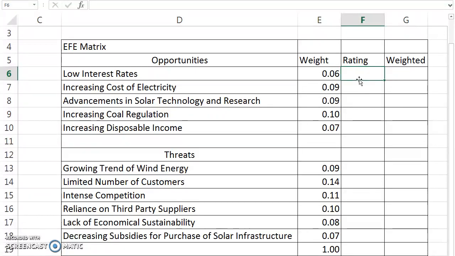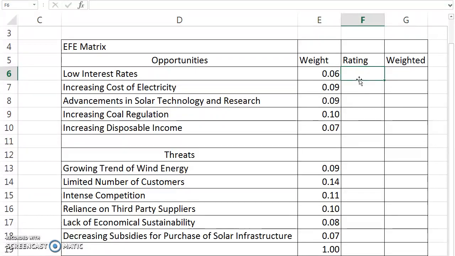Many of you really provided a great deal of information about how the company has responded to each of these. This is how you're going to rate them. They're going to get a 1, 2, 3, or 4. If the response by your company has been superior to low interest rates, you're going to give it a 4. Maybe it's locked in some financing. Maybe it's issued bonds at a low interest rate and they're fixed.